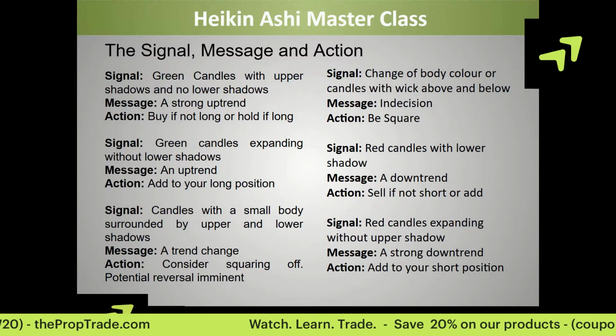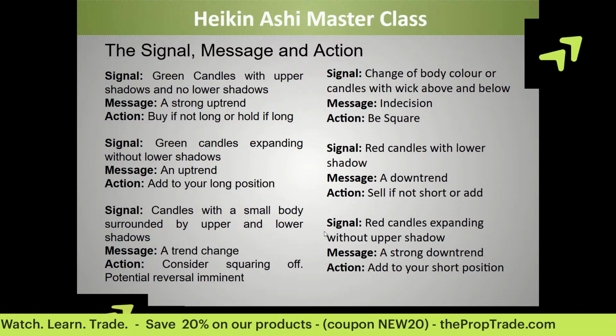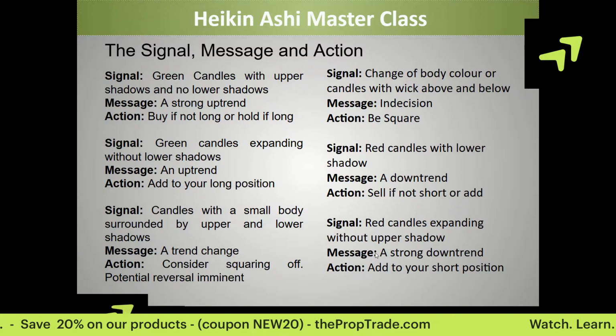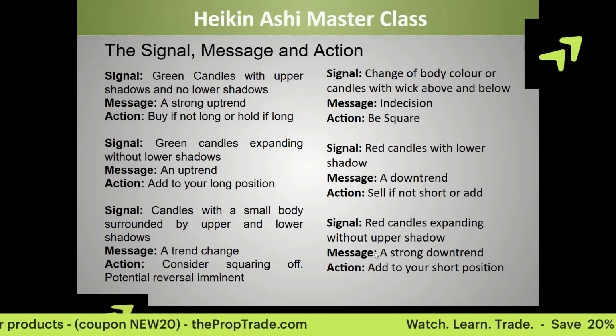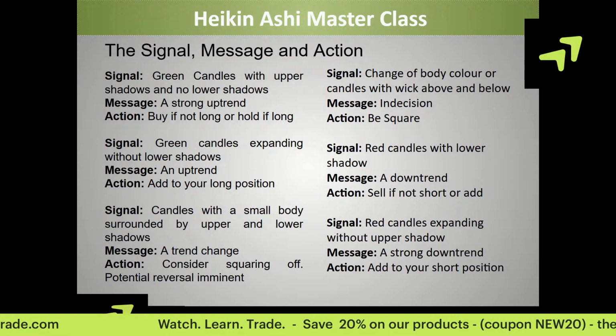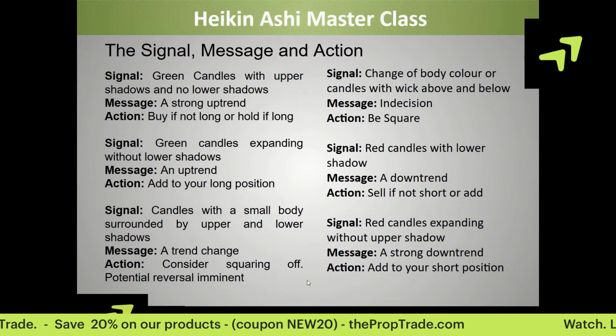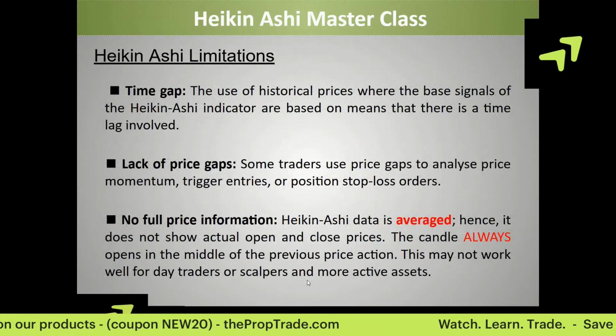Next one, red candles with no upper shadow, we're in a downtrend. Sell if not short, or add to your sell position. Red candles expanding with the upper wick, that's a strong trend in the opposite direction. So the body of the candle is still the key thing. And if we've got no shadows or wicks to the north or the south, that's even better if it's in the right direction, like we saw with that trend on the S&P 500.